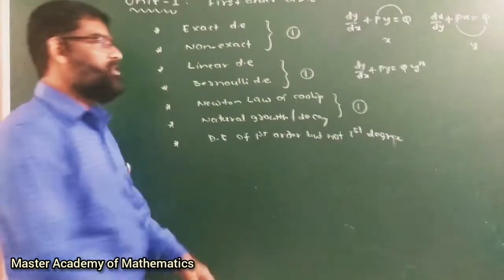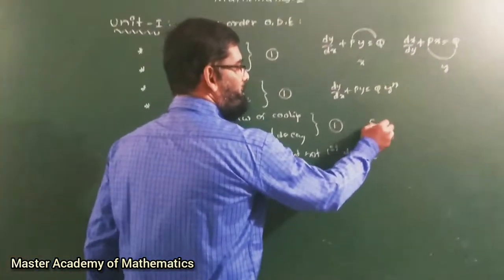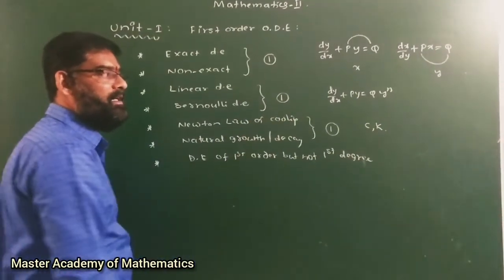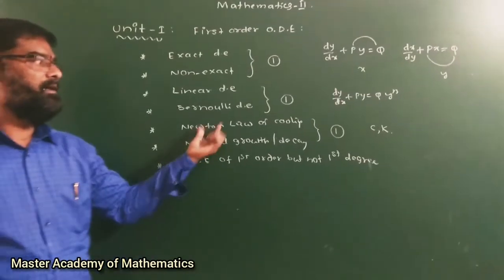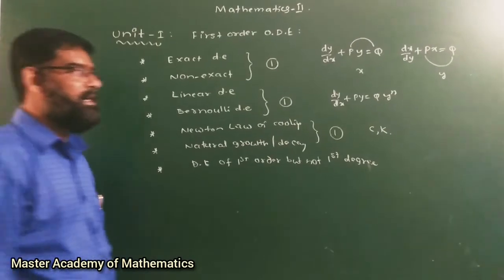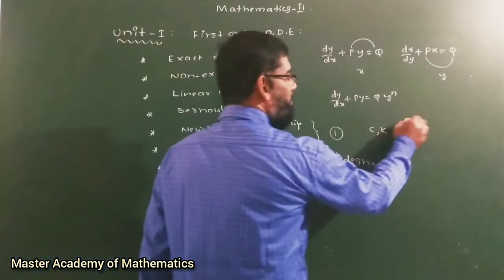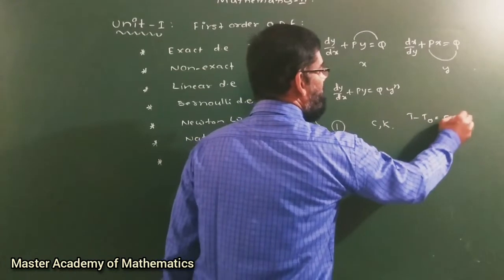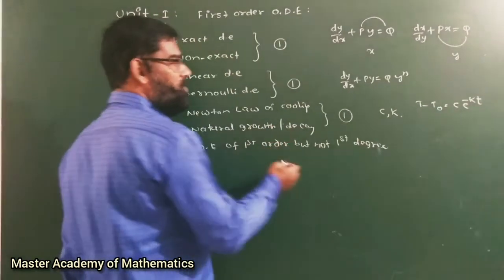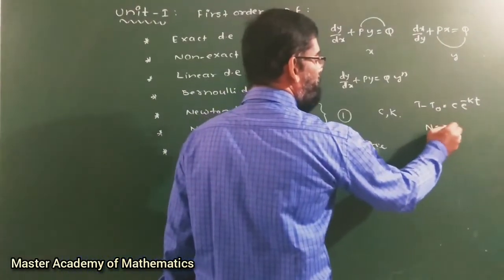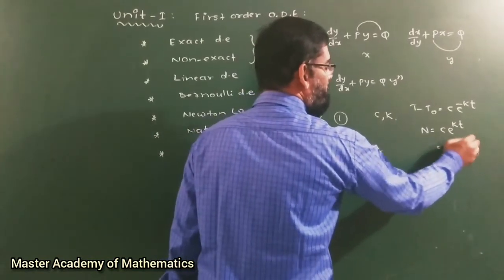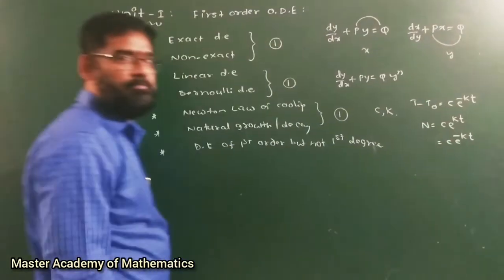So our main intention in both the cases is just calculating the constant terms c and k. Once those two values are available, you can directly find out your required value in Newton law of cooling or natural growth and decay. Do you have an idea of Newton law of cooling? It is T minus T naught equal to C e to the power of minus KT. And the law of natural growth and decay is N equal to C e to the power of KT, that is growth, and C e power minus KT, this is for decay.